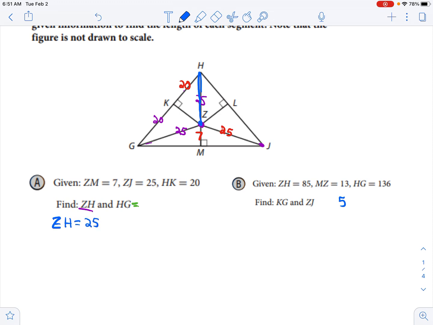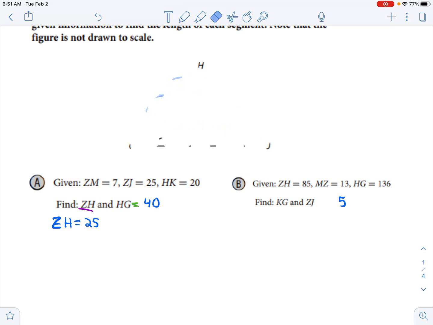Then it says H to G. H all the way to G. Well, remember we said this side was 20, and K to Z is a perpendicular bisector, so the other side is 20, so 20 plus 20 is 40. So H to G would be 40. Okay, now we're going to start all over. We're going to erase all this for B.